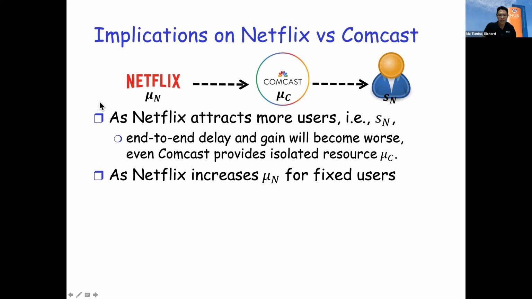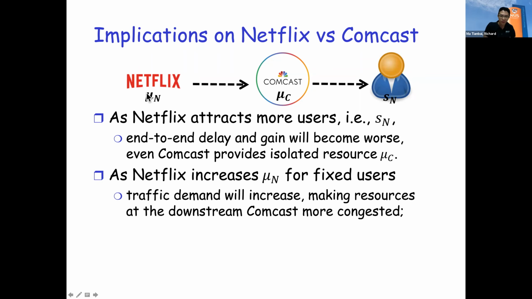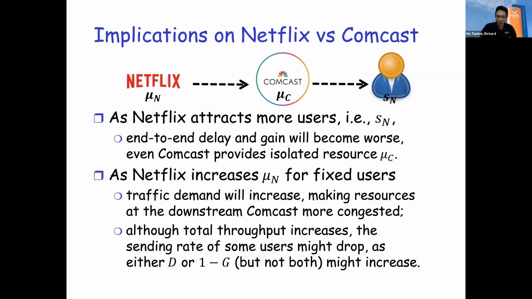And we can understand the case where Netflix increases its own capacity for a fixed number of users. Even if we assume the number of users didn't increase, because Netflix wants to improve the quality, it unilaterally increases its own capacity. We can show that the aggregate traffic demand, the input rate and the throughput, will increase because the resource is expanded along the path. But you can imagine it's going to make the downstream resource at Comcast more congested. So we can understand that in the new equilibrium, although the aggregate or total throughput will increase, the sending rate of some users in theory could drop.